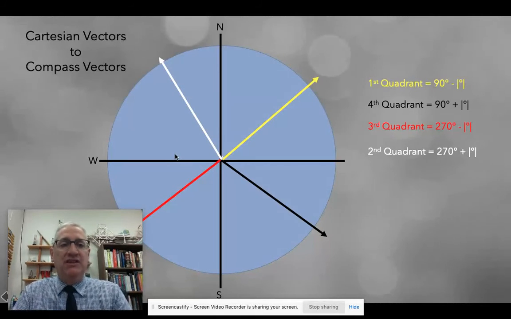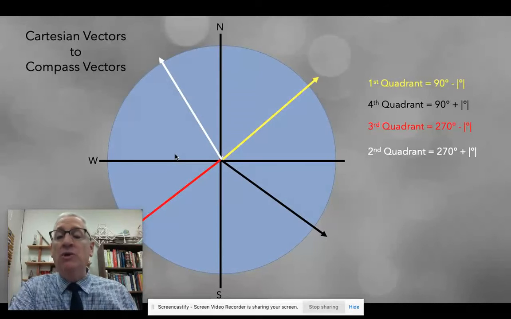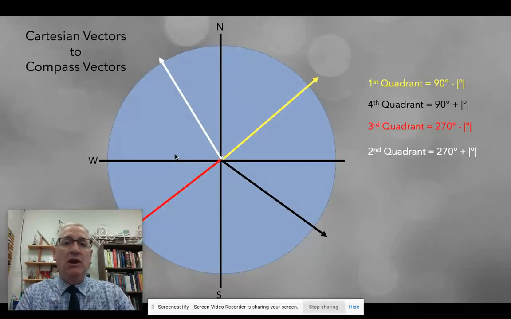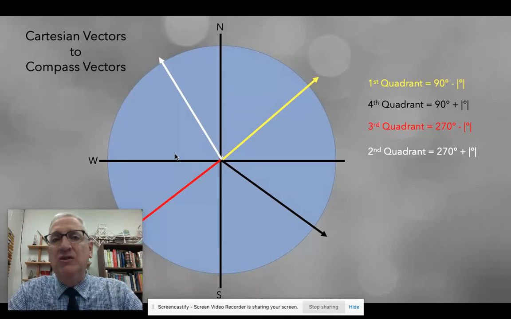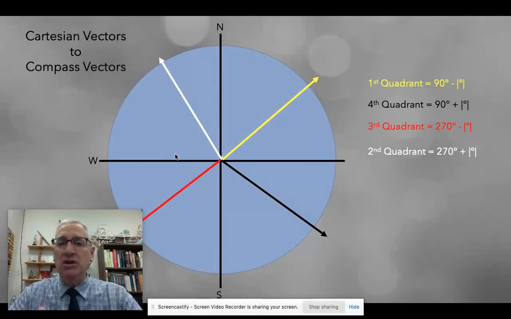So Cartesian vectors and compass vectors are related, and we just need to figure out which quadrant we're in. We still use the Cartesian vector analysis of the constituent vectors Ax, Ay, Bx, and By. We still use our parallelogram in order to figure out where the resultant is. Then we use Pythagoras, the inverse tangent. Then we have to convert it back to the original compass vectors.